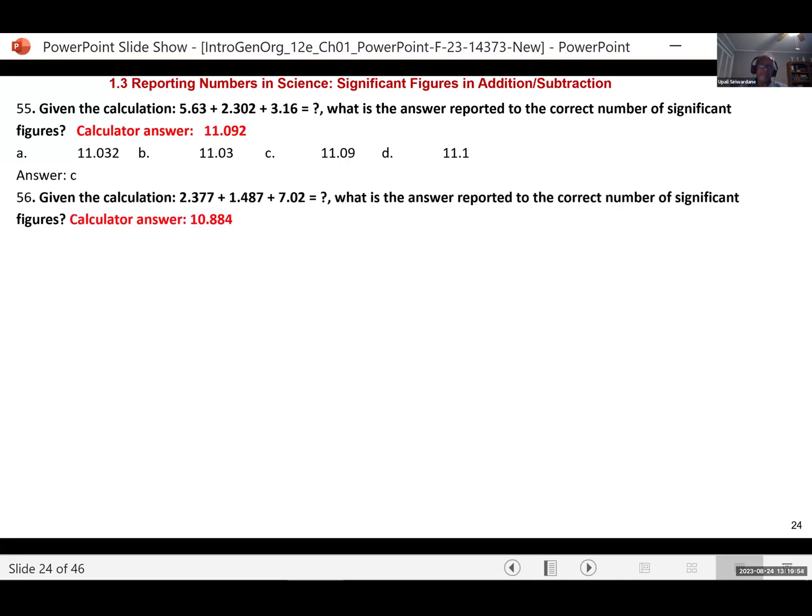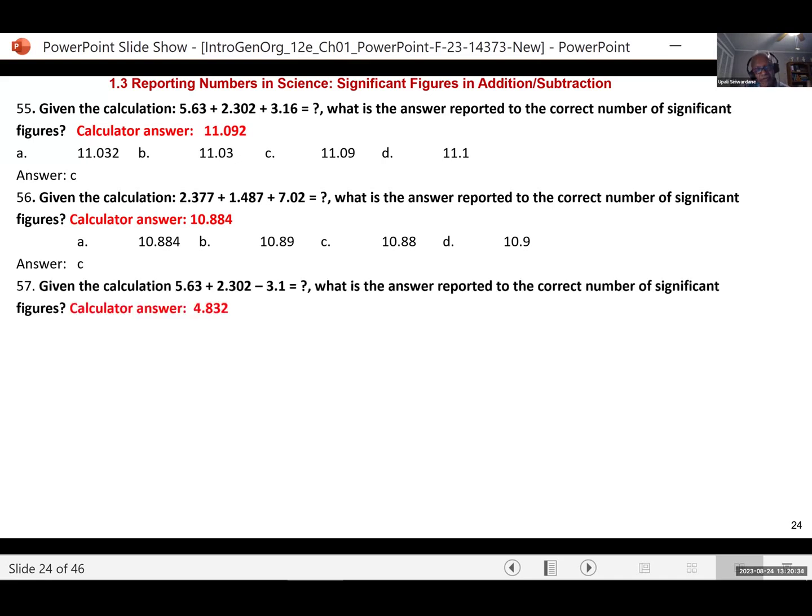So same idea. I'm going to go through this one only. When you add it up, you get 10.884. The lowest decimal place is the second decimal place out of all these three numbers. Therefore, it should be rounded off to the second decimal place. And you need to drop the 4. 4 is less than 5, so you just drop it. So the answer is 10.88, which is C. So it's pretty simple.